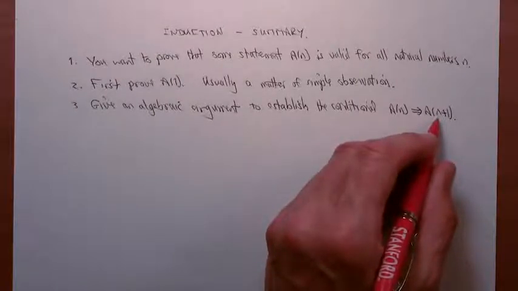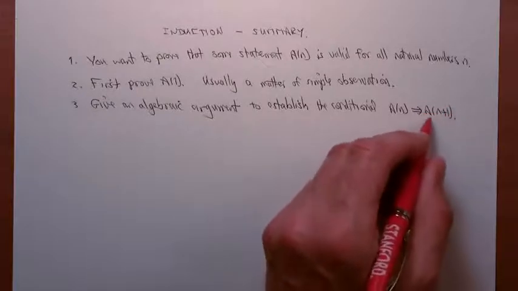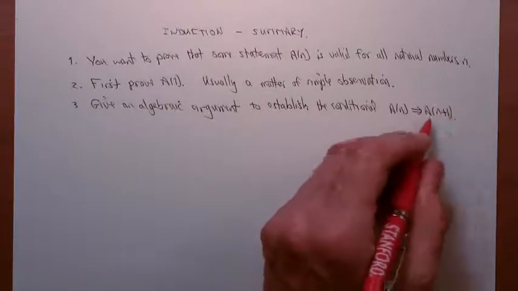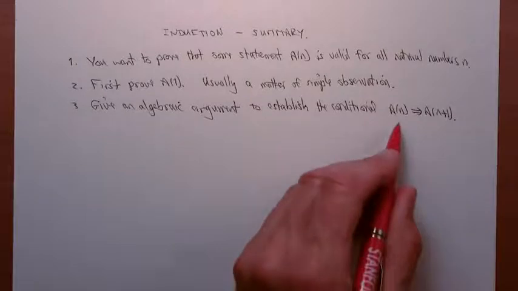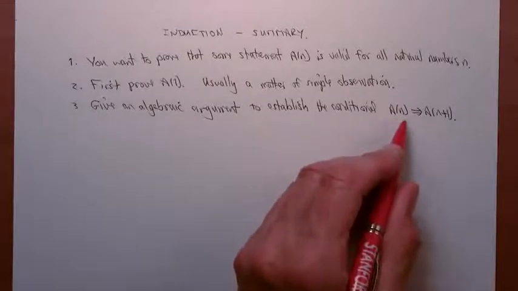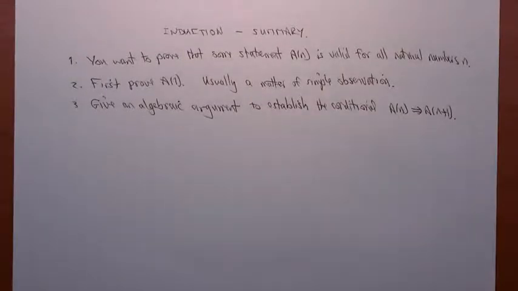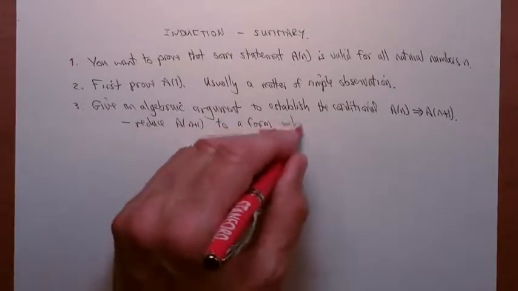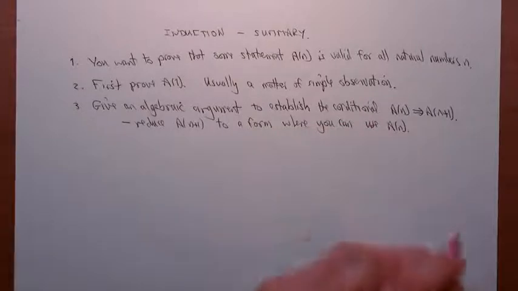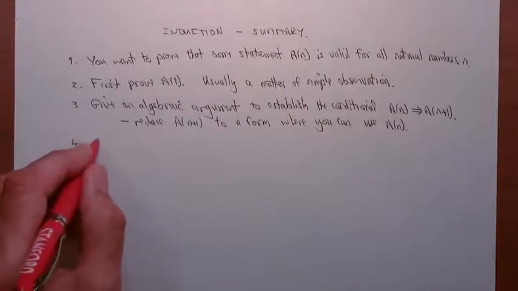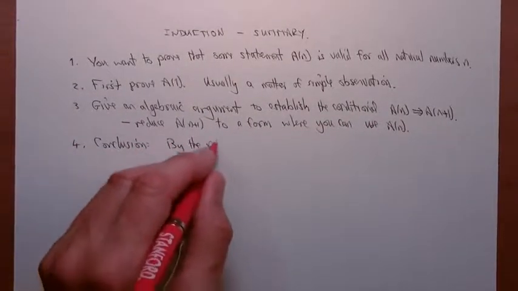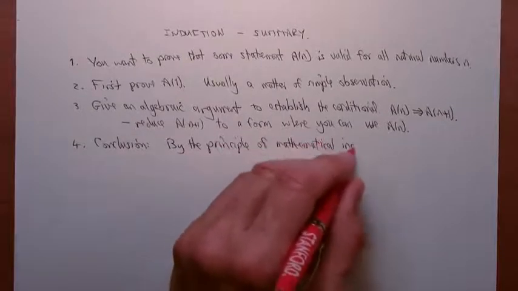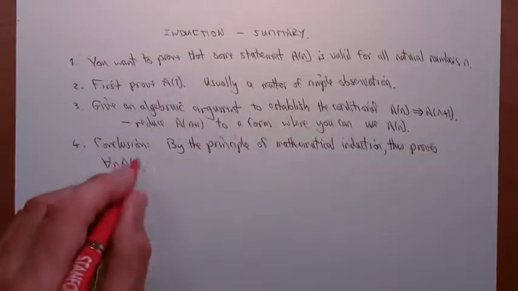And typically you do that by looking at the form of A(n+1), manipulating it into such a form that you can apply A(n) in order to carry out an argument. In other words, reduce A(n+1) to a form where you can use A(n). In conclusion, by the principle of mathematical induction, this proves for all n, A(n).